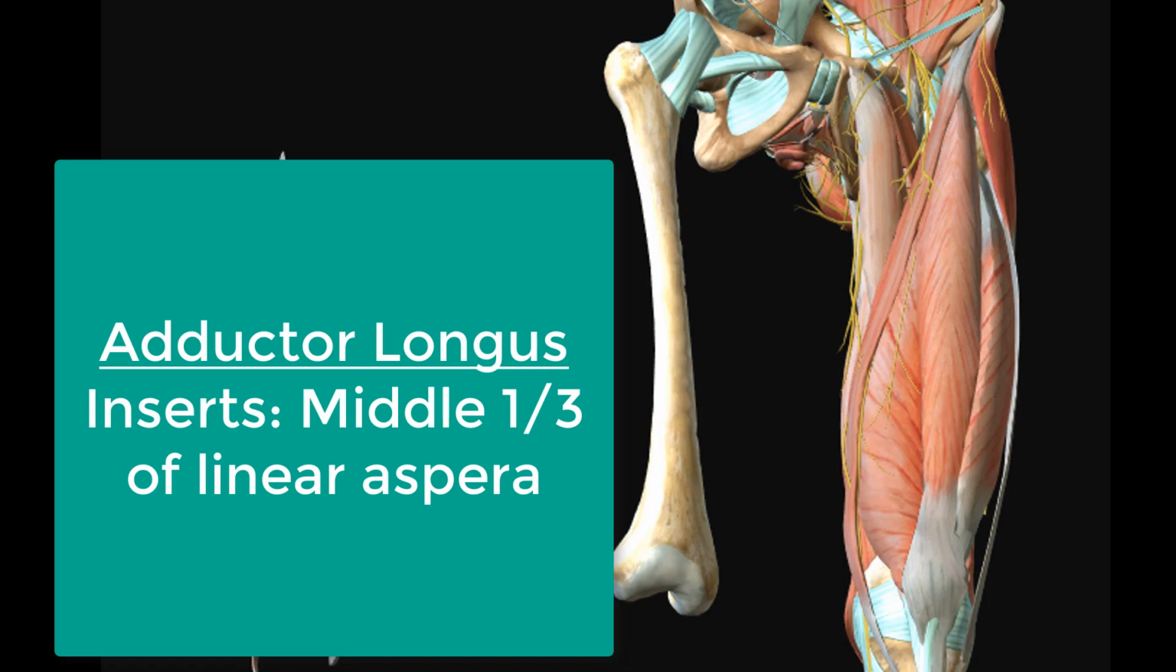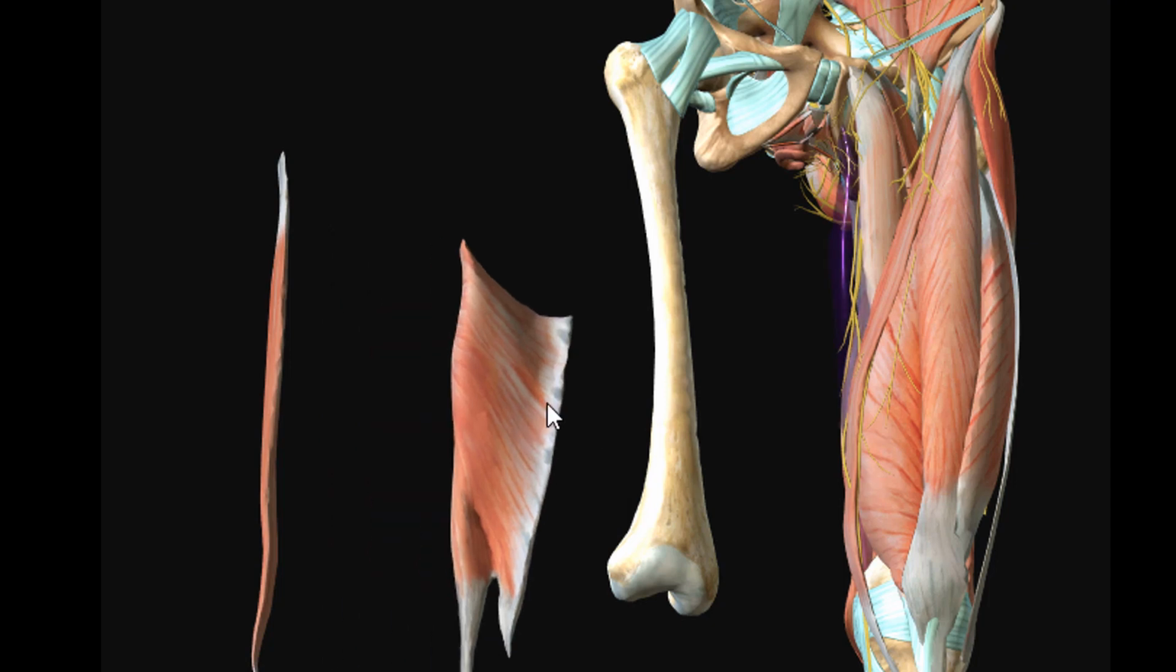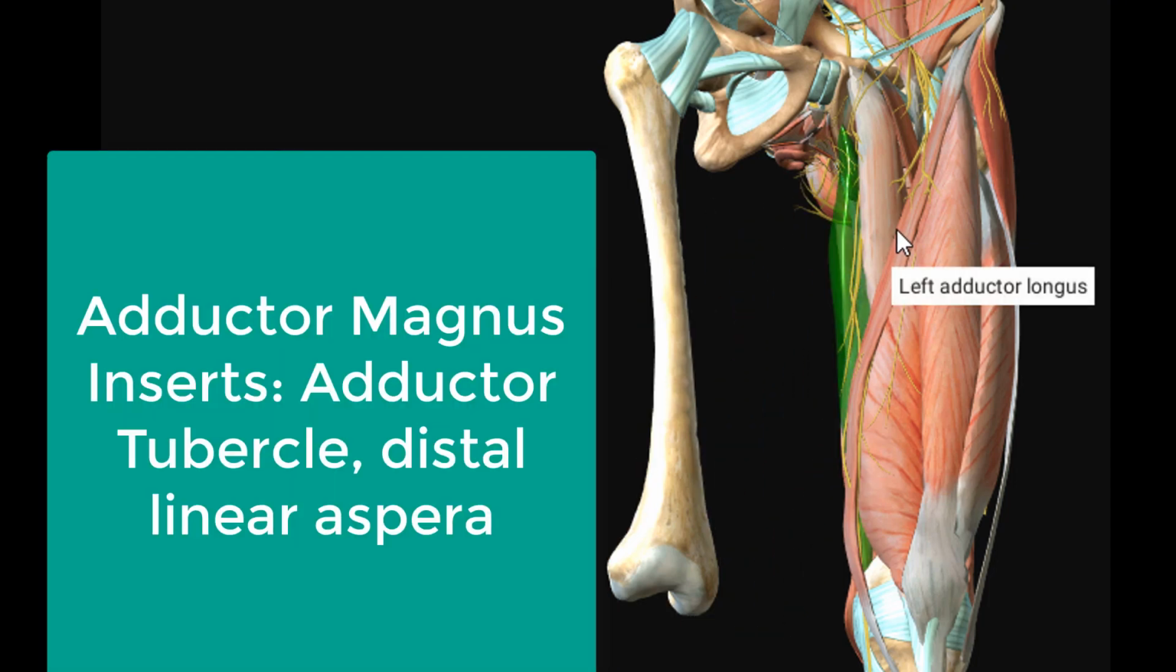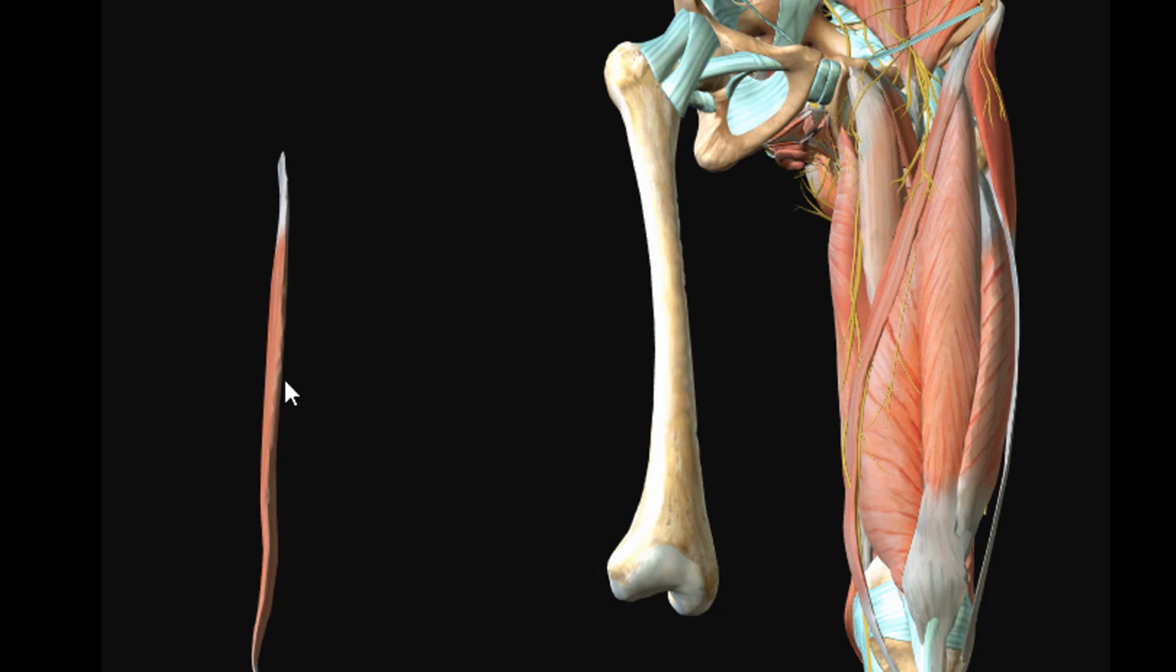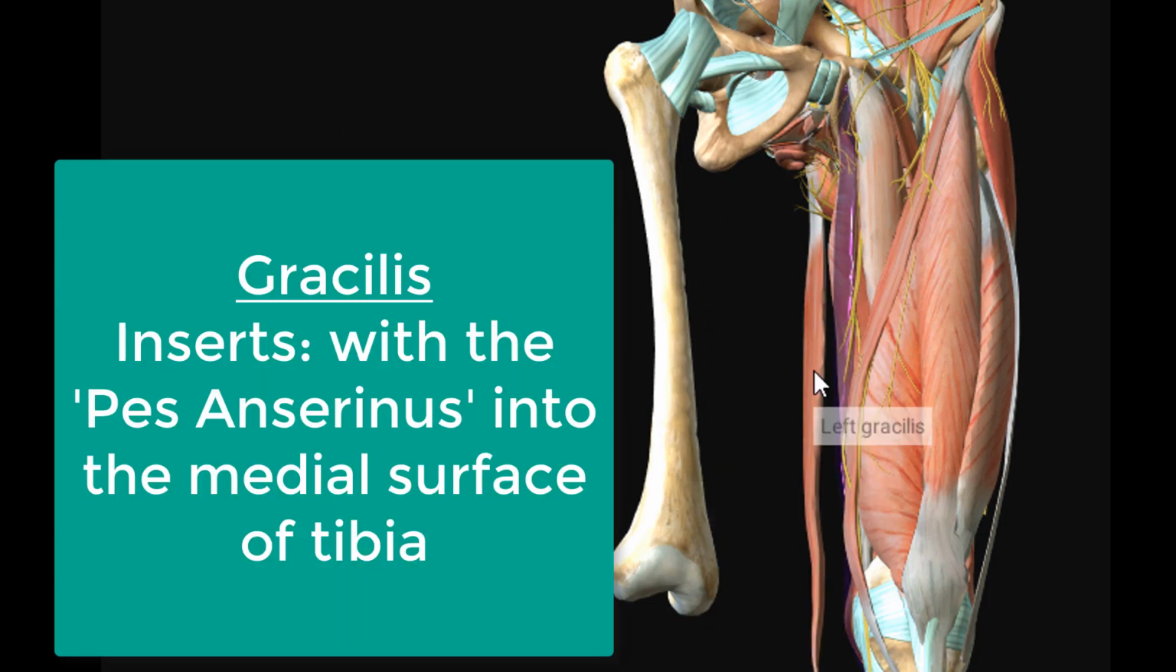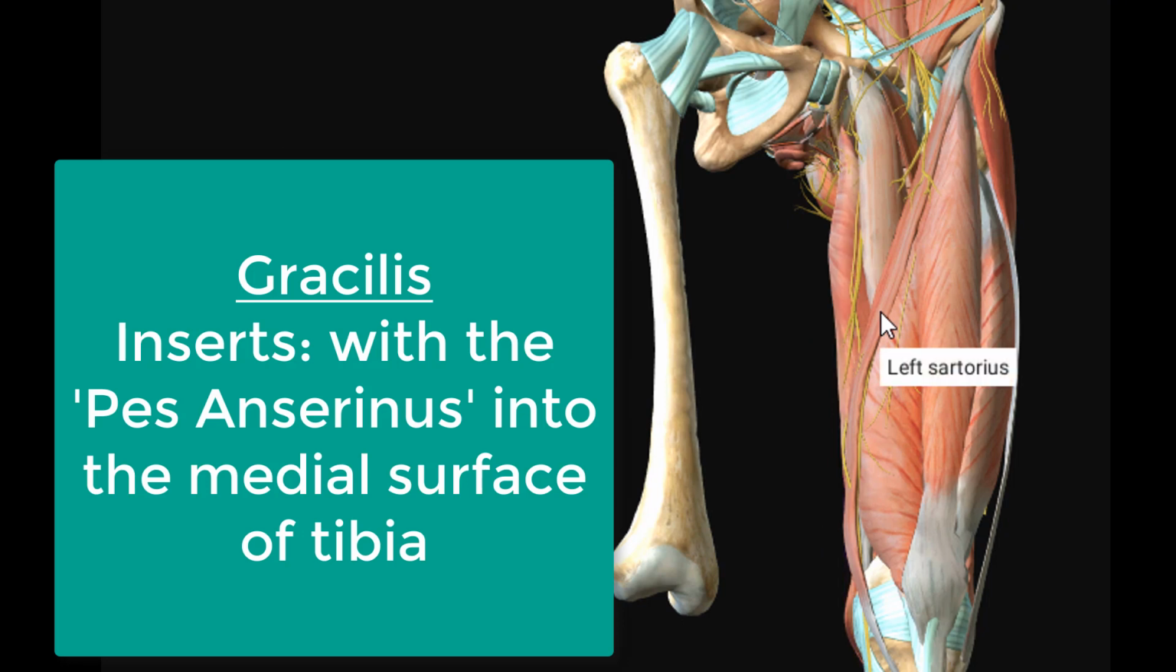And then the most posterior and the largest of all the adductors is adductor magnus. Okay, so it inserts in the distal femur and on the adductor tubercle. And also included in the medial group of the thigh is this long, graceful, slender muscle called the gracilis. And the gracilis also helps to perform the action of adduction.